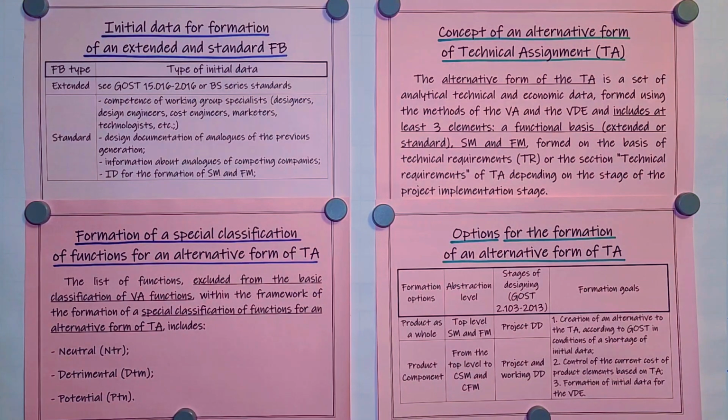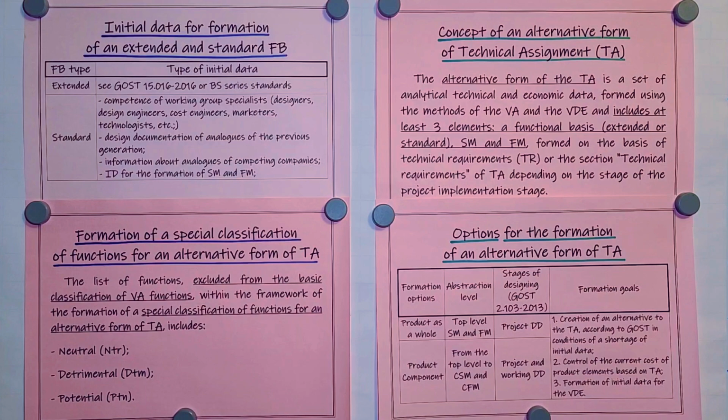Formation of an alternative technical assignment for the product as a whole. In this case, we are talking about the formation of an expanded and standard functional basis for the bicycle assembly, which we have already discussed above, as well as the structural and functional model and analytical reporting for this product, which we will consider below.